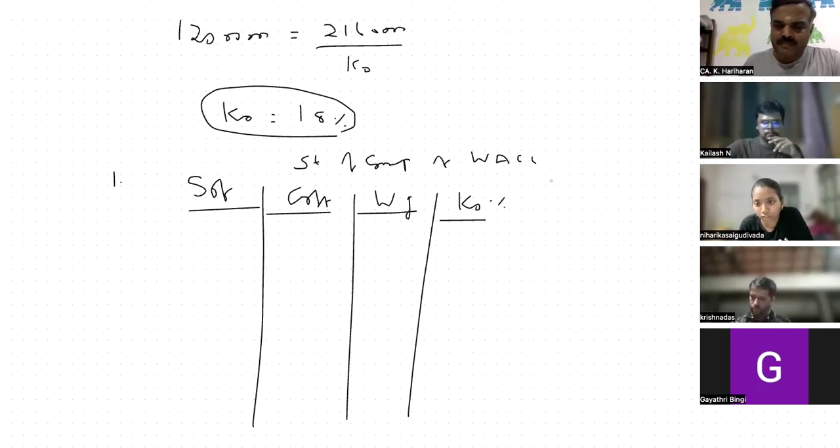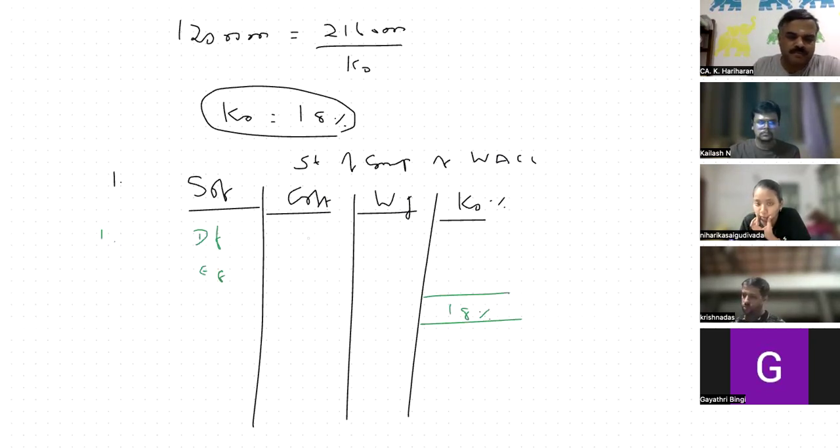Am I right? Yes. Now, in the first case, debt is how much? 0. Therefore, the weightage is only 1. This is equal to 18%. Therefore, KE is equal to how much? 18%. Easy or not? Yes, sir.